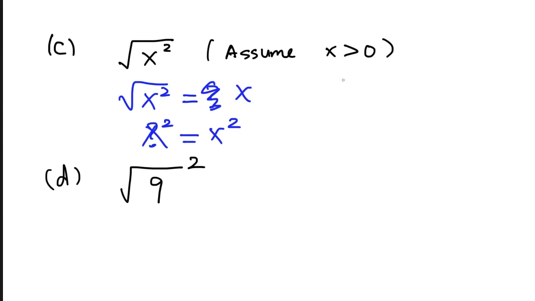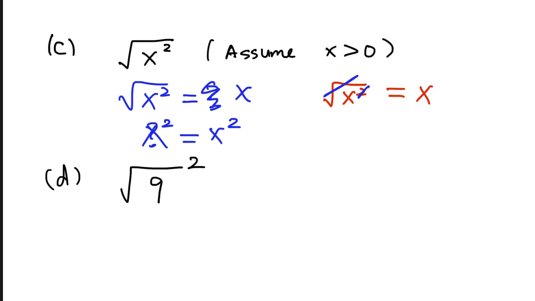So here we have a nice simple formula. Square root of any positive number squared is equal to the number x itself. So it looks like the radical sign and the squaring operation cancel each other out. Okay?